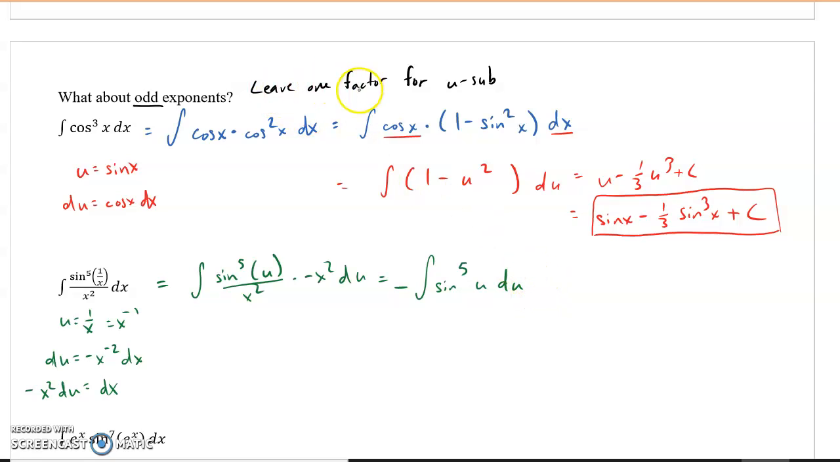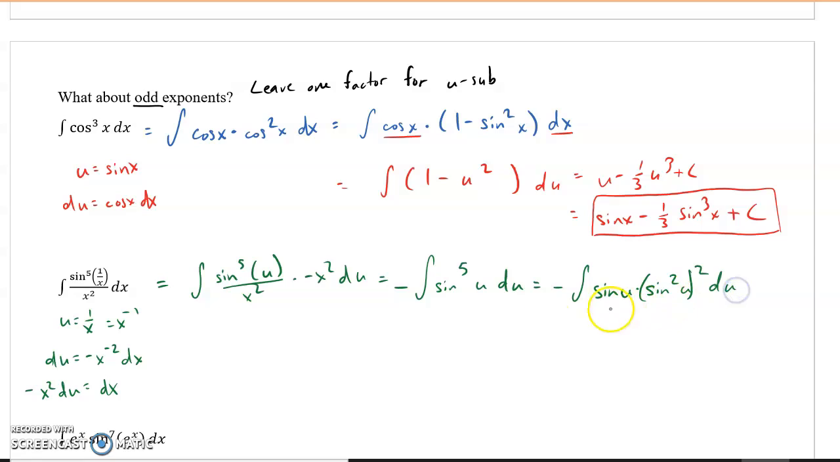Well, leave one factor out for u sub. So we've got negative the integral of one of the factors is sine of u. The other even number is 4 of them, right? So we have sine to the fourth, but I don't want sine to the fourth. I want sine to the second. So I'm going to divide that 4 by 2 and get 2 remaining, right? So sine to the second squared is sine to the fourth. Sine to the fourth times sine is sine to the fifth.